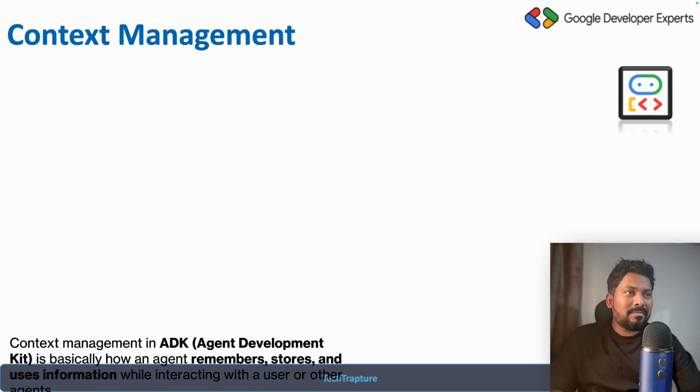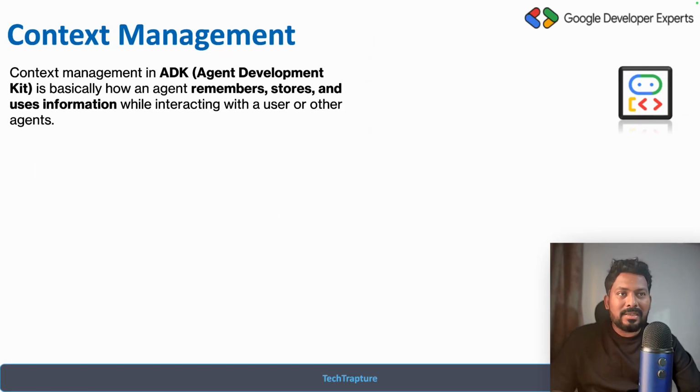Okay, so I will first walk you through what context management is. Let's take an example. Context management in ADK is basically how an agent remembers, stores, and uses information while interacting with the user or other agents. I went to some conferences or events and met new people. I interact in natural language, let's say, hey, hi, my name is Vishal, and the other person will remember my name as Vishal, and next time whenever he calls me, he will say, hey, hi Vishal, because now he has my name in his memory, so he can understand that.